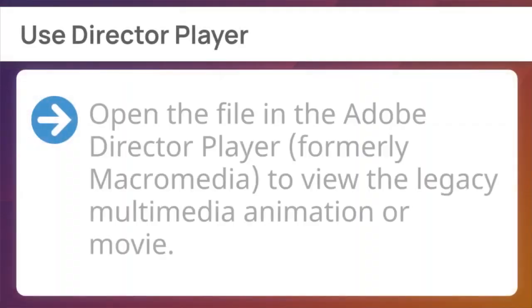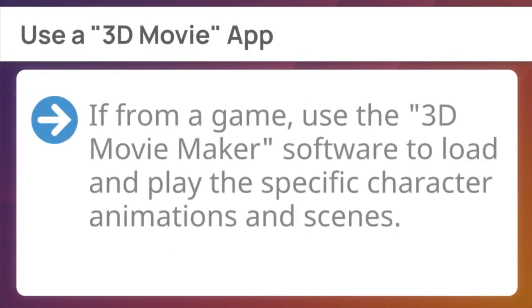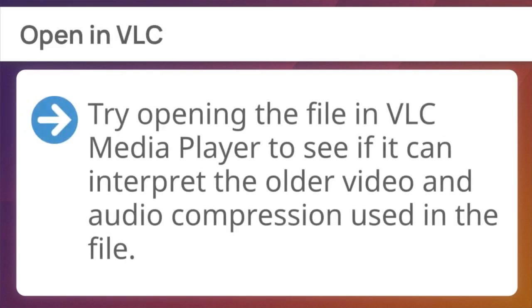First, use Director Player. Open the file in the Adobe Director Player, formerly Macromedia, to view the legacy multimedia animation or movie. Next, use a 3D movie app. If from a game, use the 3D Movie Maker software to load and play the specific character animations and scenes. Finally, open in VLC. Try opening the file in VLC Media Player to see if it can interpret the older video and audio compression used in the file.